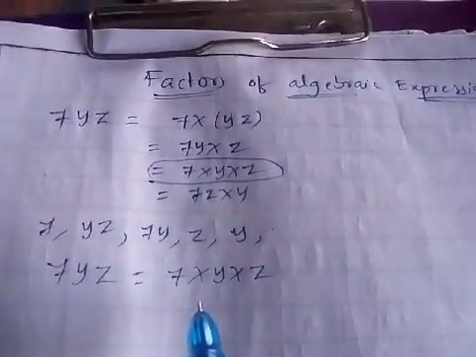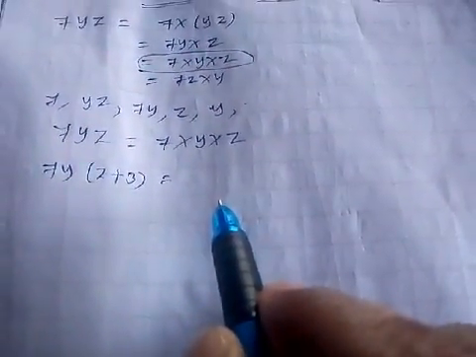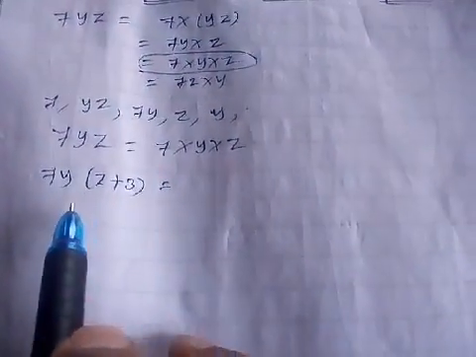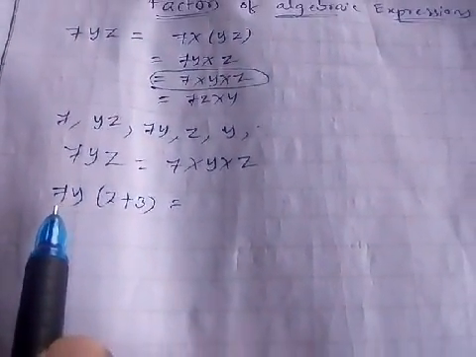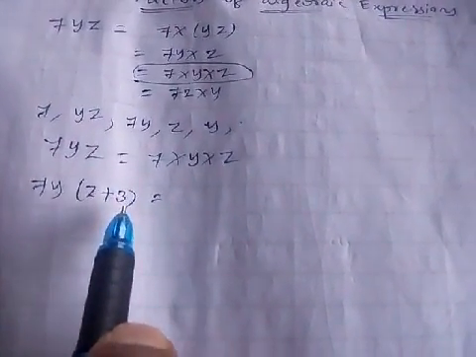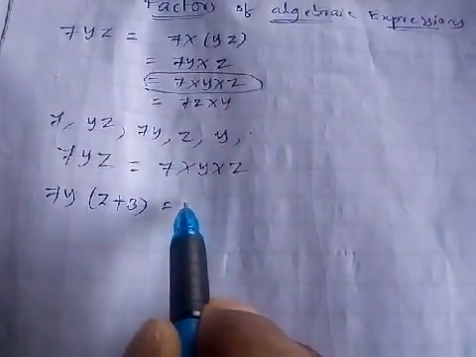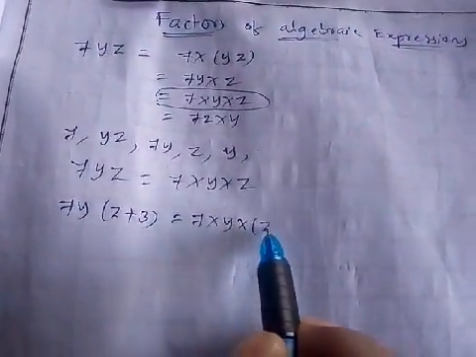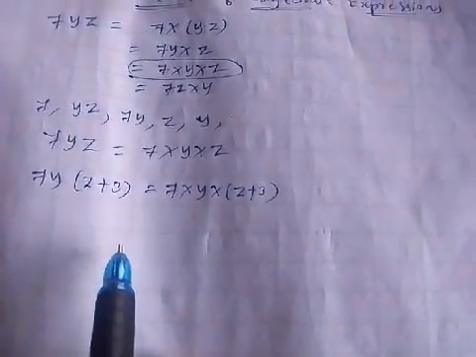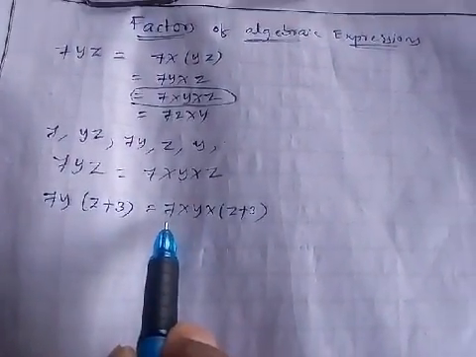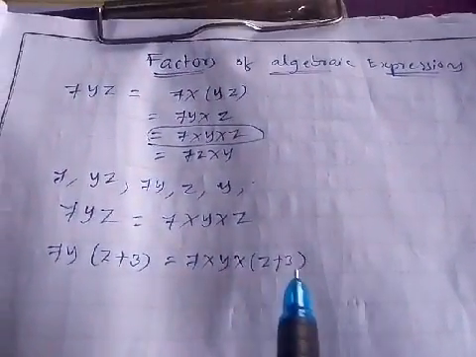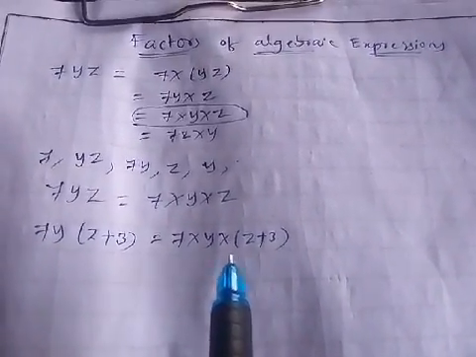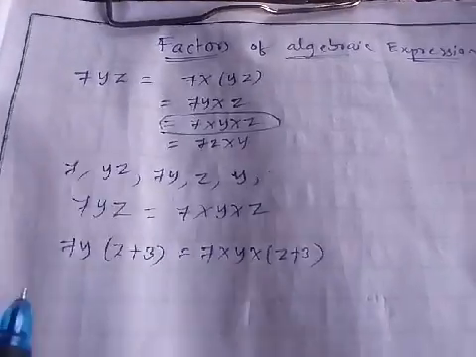Okay now students, let us see one more problem. 7y of z plus 3. Here how many terms are there? 7 is a number, y is a term, z plus 3 is a term. Now it can be written as 7 into y into (z plus 3). Yes or no? So here 7, y and (z plus 3) are irreducible factors.